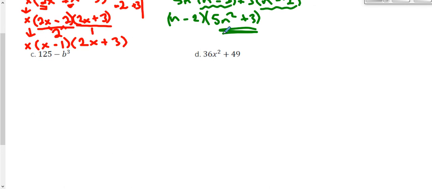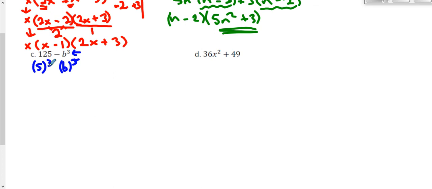And the clue that I have for this one is the exponent 3. That tells me B is being cubed, so there's a very good chance that 125 is something cubed. And it is. It's 5 cubed. 5 times 5 times 5. So I have b cubed and 5 cubed, which means this is a difference of cubes.